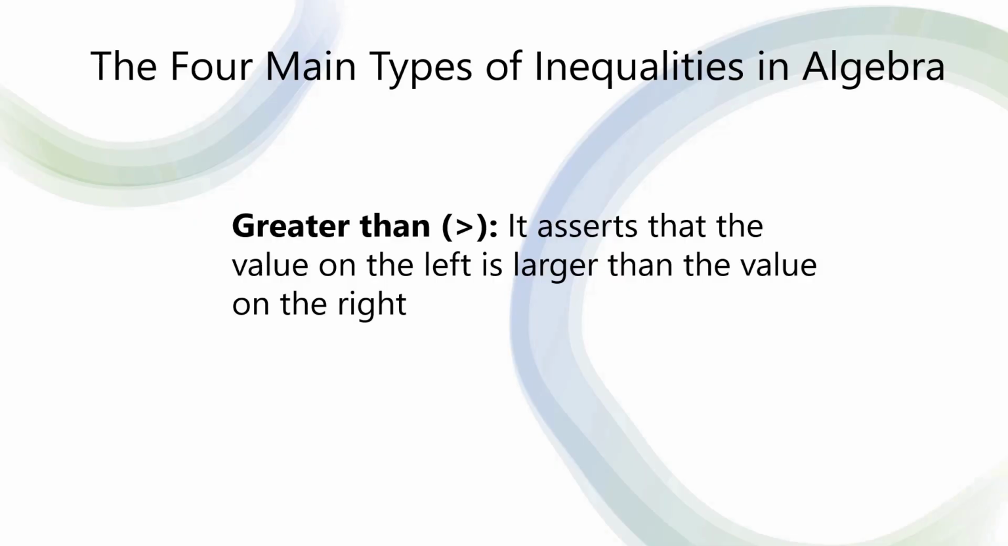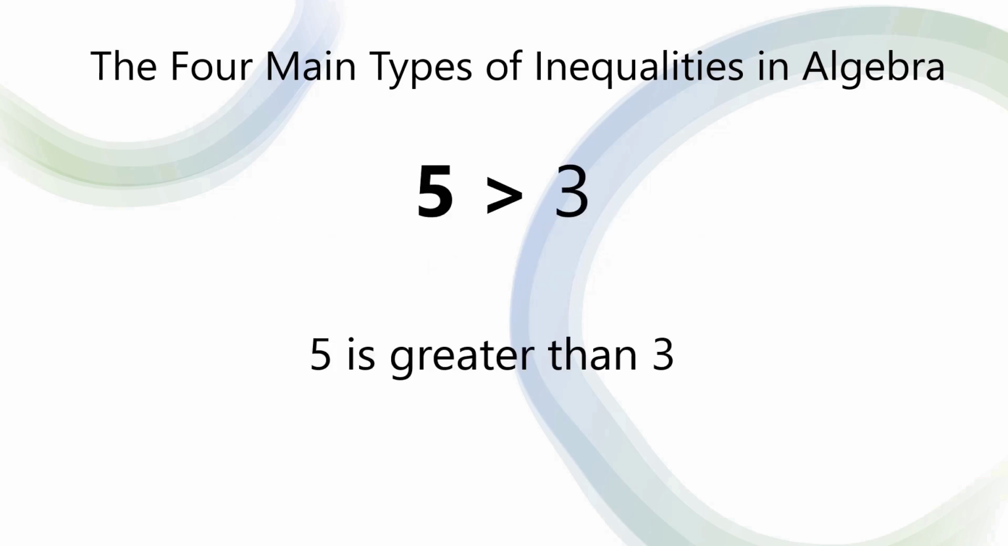1. Greater than. The greater than inequality, represented by the symbol >, is used to compare two values or expressions. It asserts that the value on the left is larger than the value on the right. For example, 5 > 3 indicates that 5 is greater than 3.